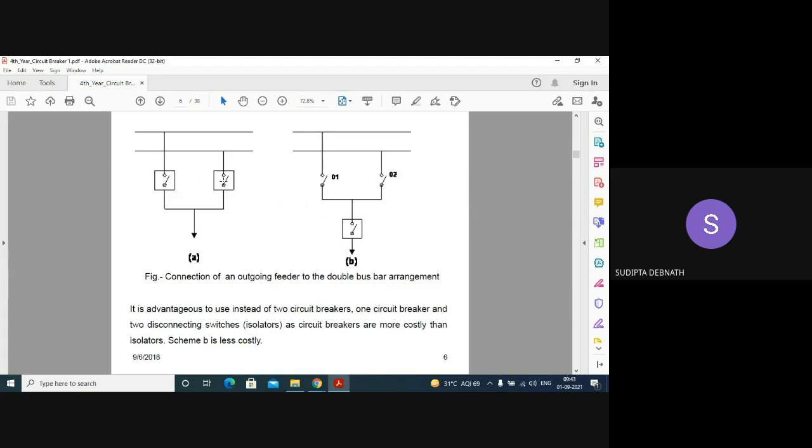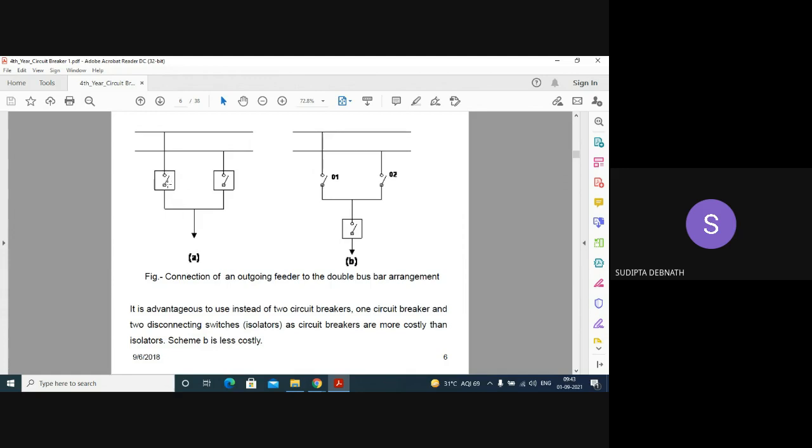Now, instead of using two circuit breakers, it is always advantageous to use one circuit breaker and two isolators. As I told you, the isolators are always operated under no load condition. Suppose you need to do some maintenance work in this feeder. If both are circuit breakers, then this should be open.